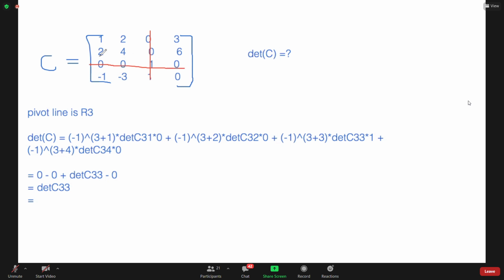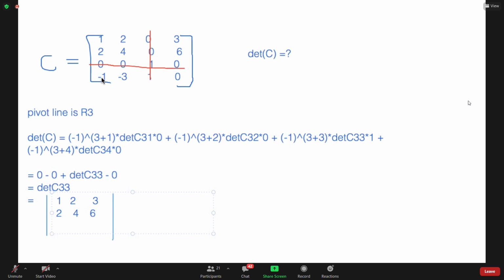And what I'm left with is 1, 2, 3, 4, 5, 6, 7, 8, 9 numbers, which create my determinant of 3 by 3. So the determinant of C33 will actually yield into a determinant of the remaining numbers. So of 1, 2, and 3, because I cut the 0. Then I have a 2, 4, and 6, again, because I cut the 0.